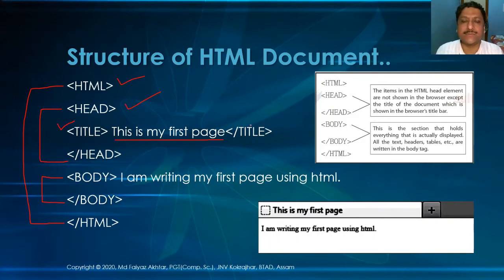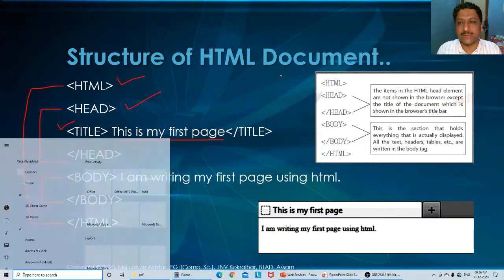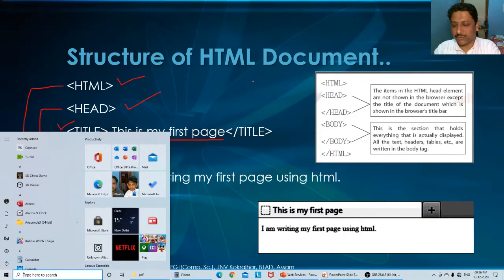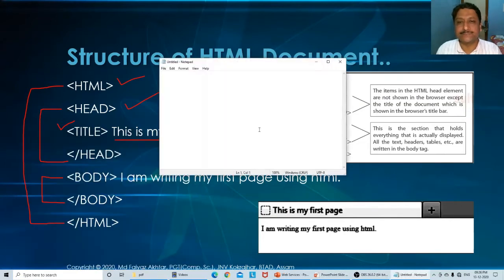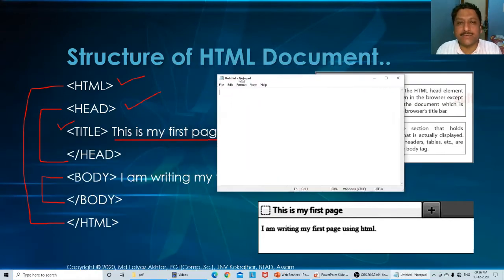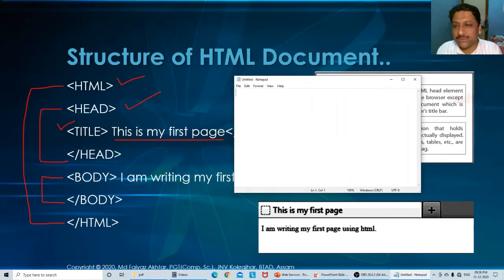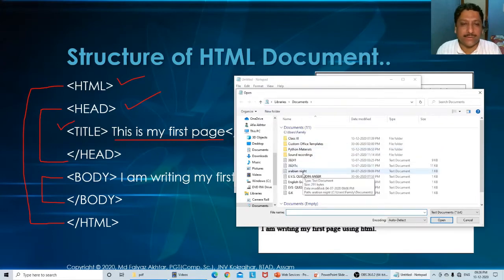Now shall we do some practical? See how this HTML document is to be created and how it can be displayed in a web browser. So go to Start, then open Notepad, just type notepad, and it will come here. Now in this Notepad we have to type the whole code. We have already typed it in a file. Just open, we are opening the file here.